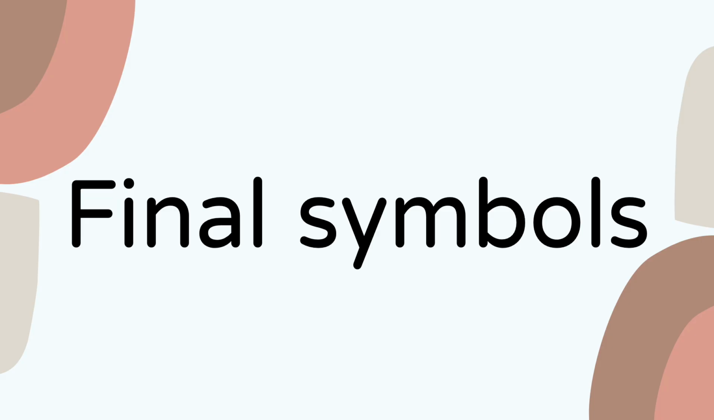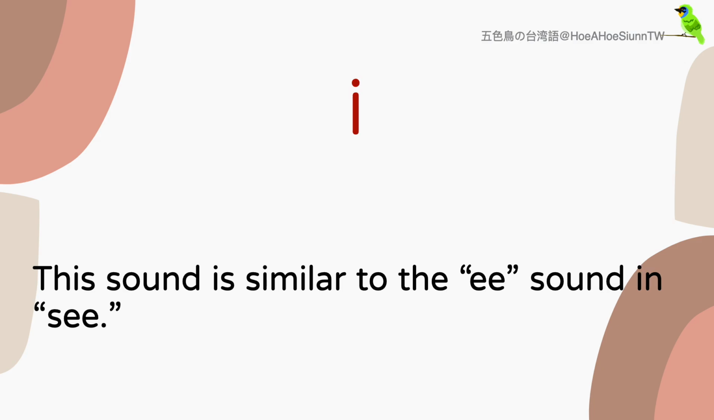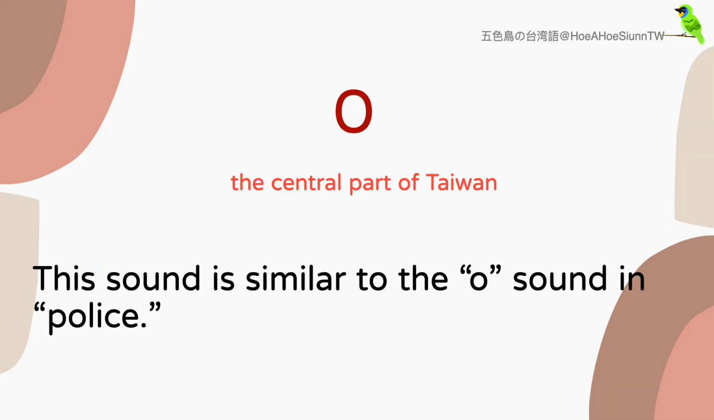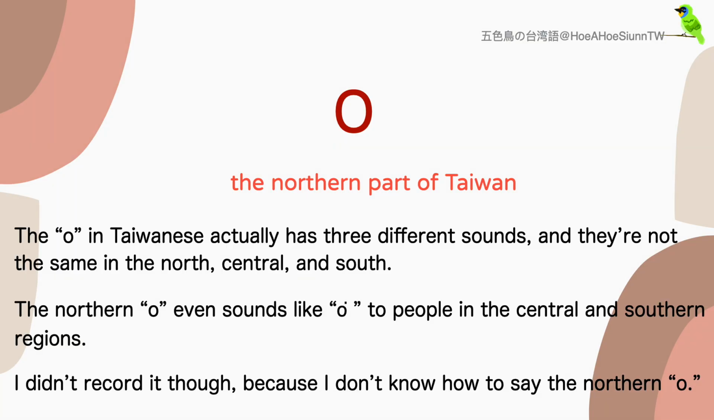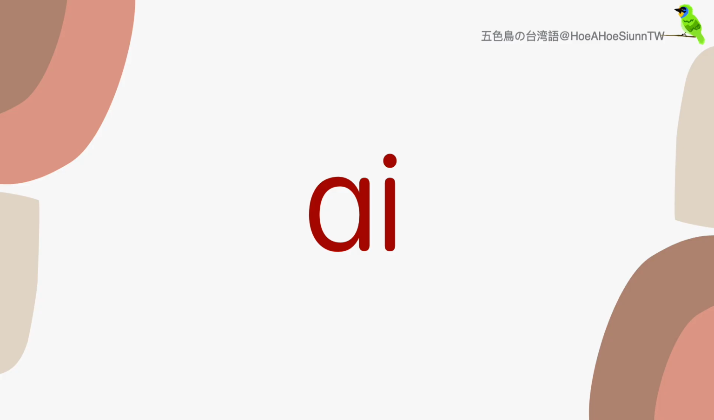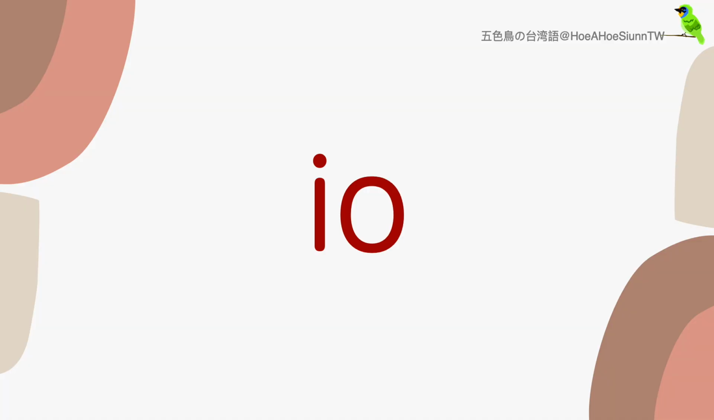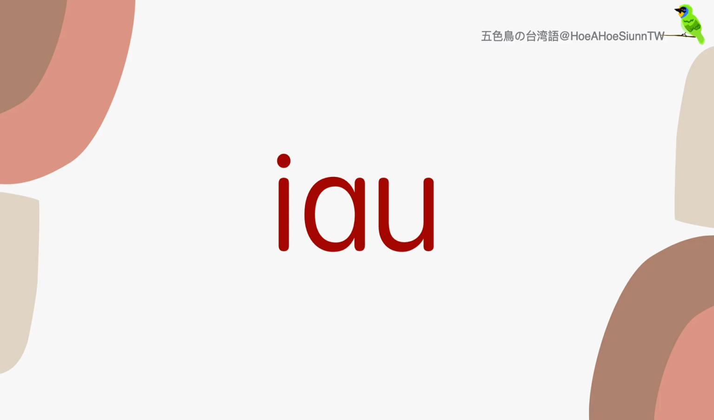And now let's learn the final symbols. A, I, E, U, O, E, I, Ao, Ya, Ye, U, Wa, Wei, We, Yao, Wai.